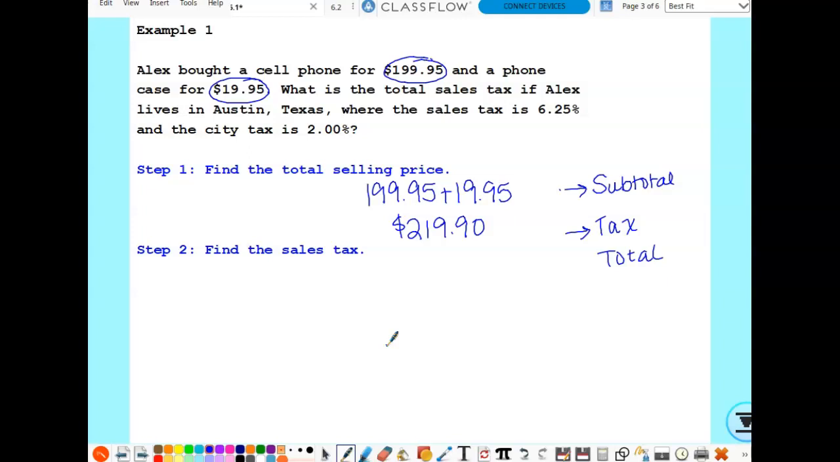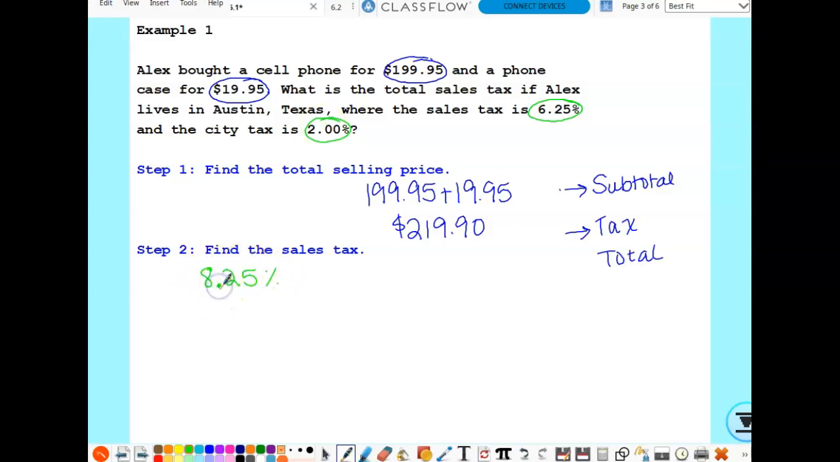To find the sales tax, we have to add these tax amounts together. So 2% is the city tax. Usually states will have their sales tax amount and cities will have their own, sometimes like penny taxes that they add on. So you just add those two together. Think about it in terms of money. If you have $6.25 and you add $2 to it, you now have $8.25. So this is your sales tax rate.